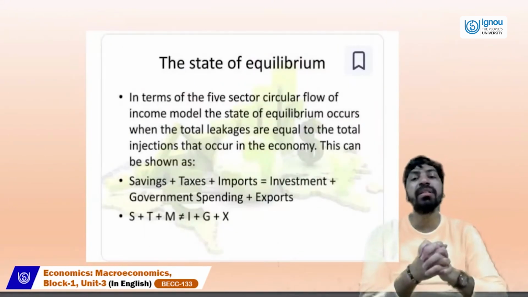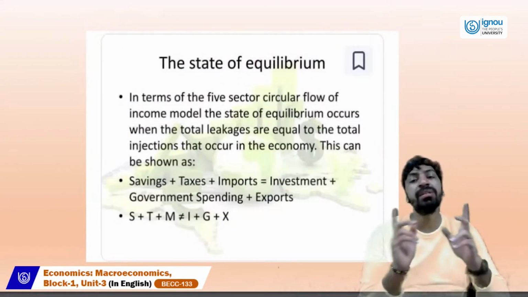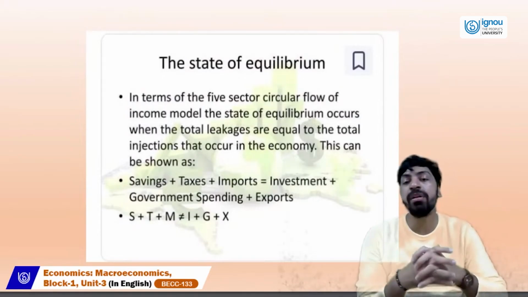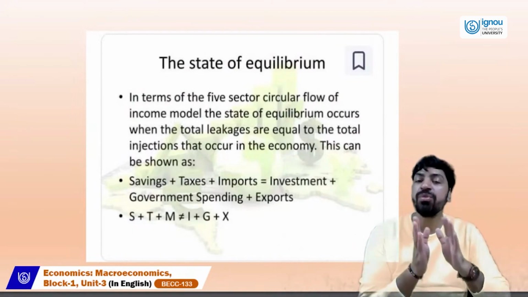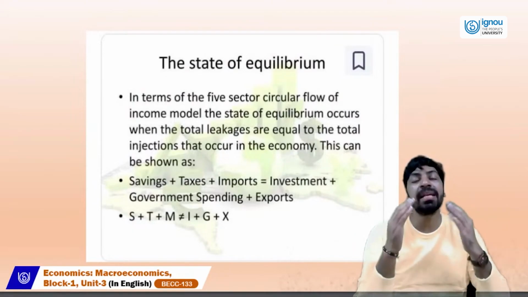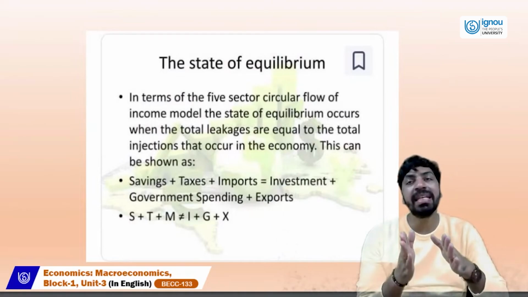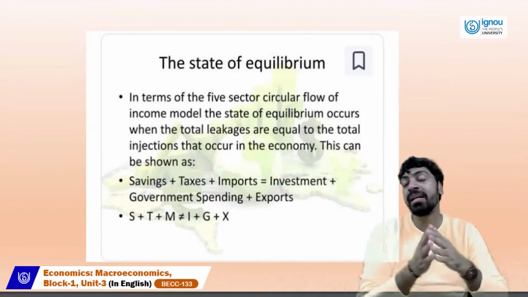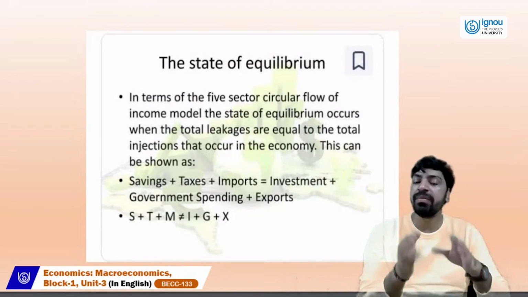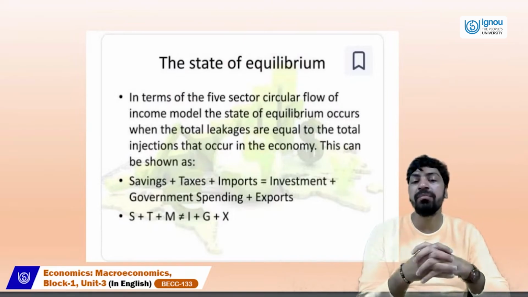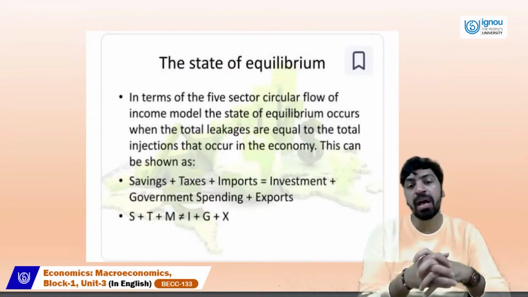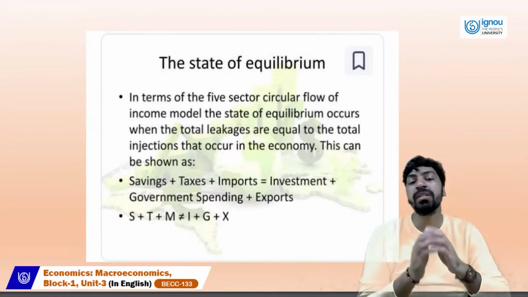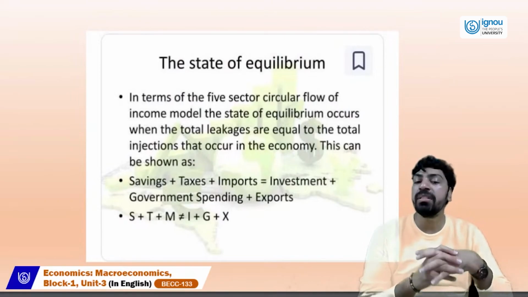Now we talk about the state of equilibrium in the circular flow models. Whether we take the five sector model or the four sector model, it always shows the equilibrium condition would exist when the total leakages are equal to the total injections that occur in an economy. This is shown in the following formula: savings plus taxes plus imports, which is equal to investment, government spending plus exports.